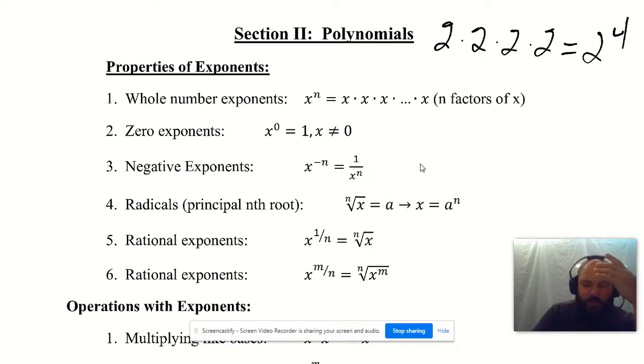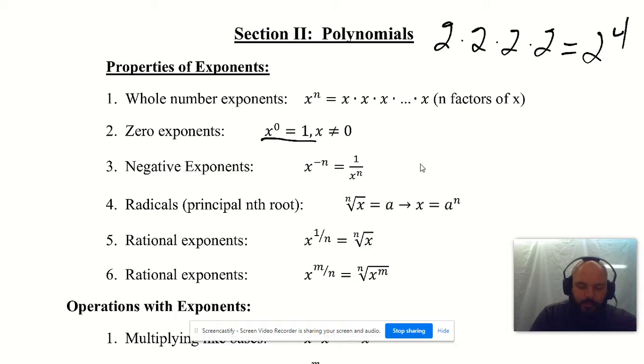The next property is pretty self-explanatory, and that property is the zero exponent property, which means anything to the zero power is 1. So you can see right here we have x to the 0 equals 1. You could have 5 to the 0 equals 1. You could have a million to the 0 power. It would still equal 1.